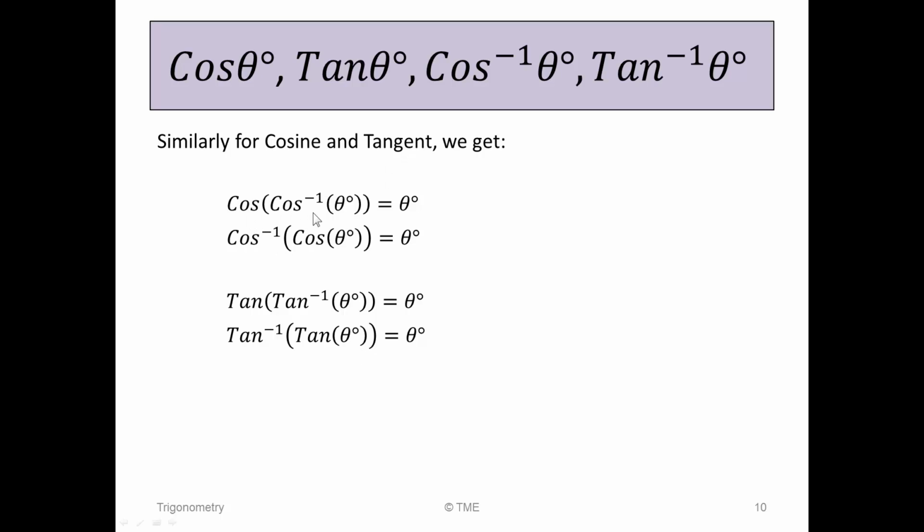The cos of the cos inverse of theta is theta. Cos inverse of cos, theta is theta. Tan of tan inverse, theta is theta. And tan inverse of tan, theta is theta. So, in effect, these pairs lock and unlock the function.